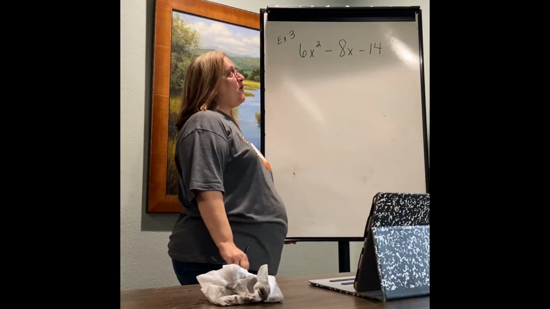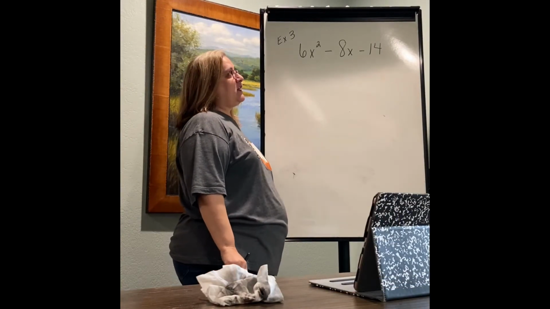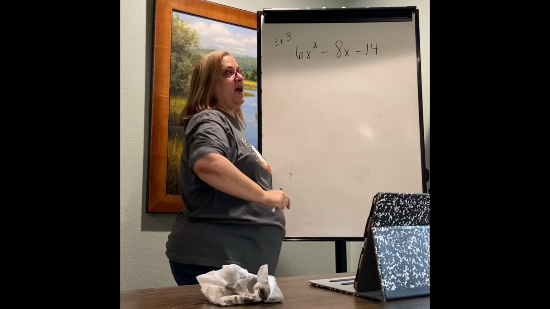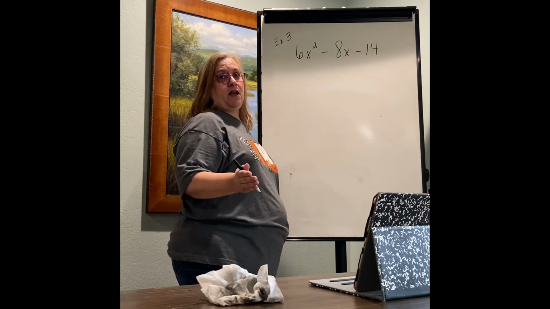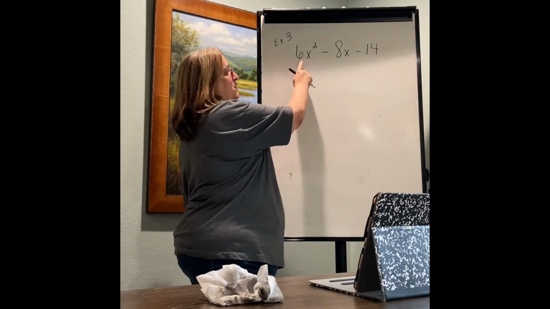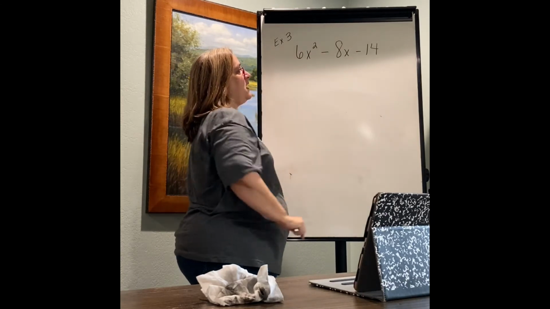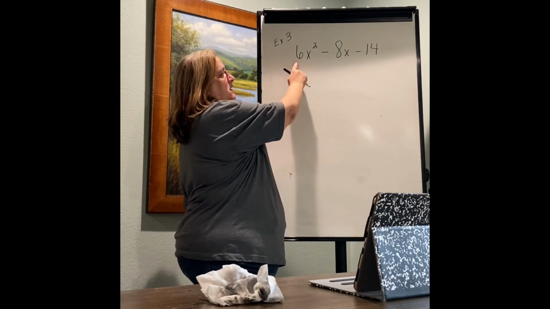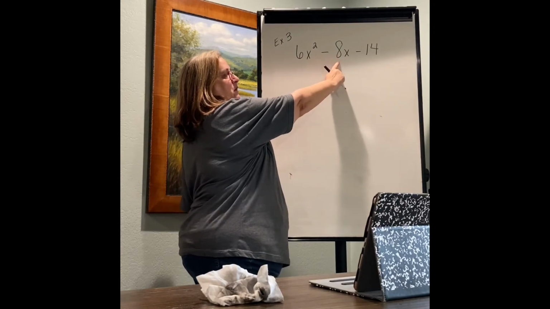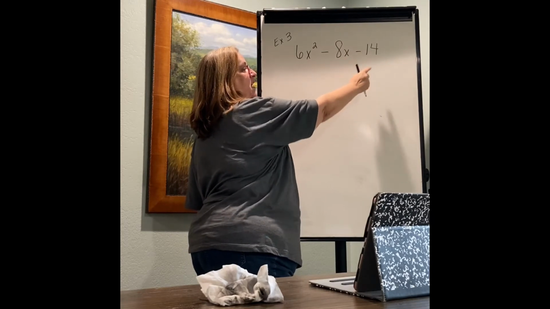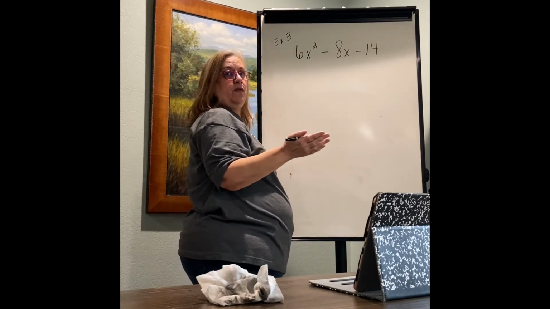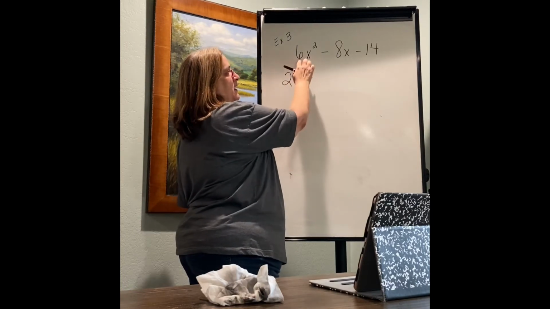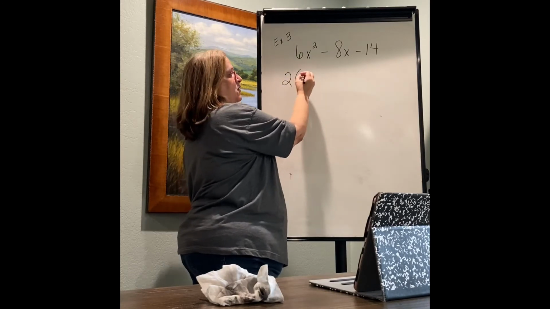All right, guys, so we're going to move on to example number 3. And I'm not going to label my A, B, and C this time until I have factored out my greatest common factor. So if I look at these numbers, 6, 8, and 14, try to find a greatest common factor. Well, let's see, I have 6 is 2 and 3, 8 is 2 and 4, and 14 is 2 and 7. So my greatest common factor would be 2. So I'm going to go ahead and factor that out. So I'm going to put a 2 in front. 6 divided by 2 is 3x squared.